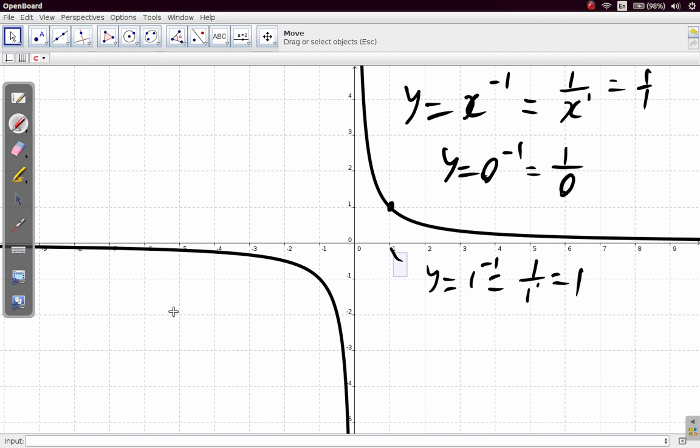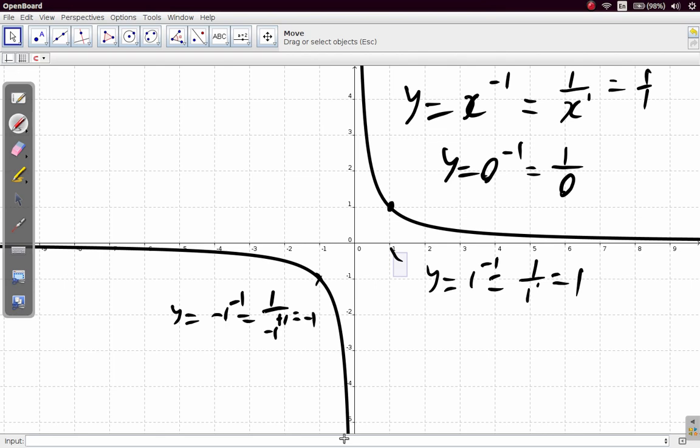Here, you have y equals -1 raised to the power of -1, which is the same as 1 over -1 raised to the power of +1, I should say. But this is just -1. So when x is -1, y is -1. And as you get closer and closer to x equals 0, you have the values go down to -infinity. So you do not have a y-intercept.